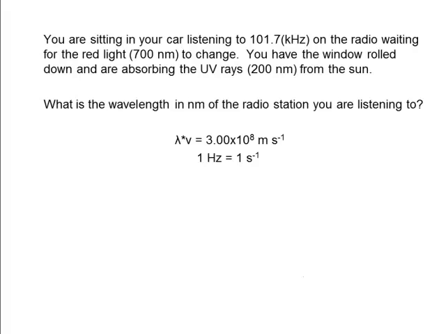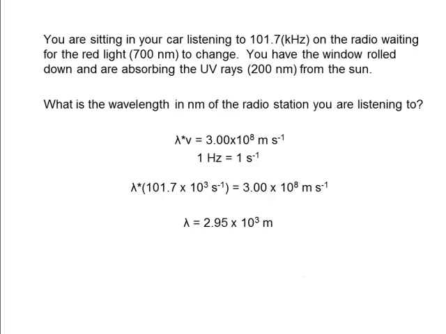Well, what don't I know? I don't know wavelength. That's what I want to find. I know frequency, so I plug my frequency in. Now keep in mind, my frequency is in kilohertz. I'm going to get it in that per second, so 101.7 kilohertz is 101.7 times 10 to the 3rd hertz, which is equal to 101.7 times 10 to the 3rd per second. Right? So the only thing I don't know is wavelength. Solve for wavelength, I get 2.95 times 10 to the 3rd meters.